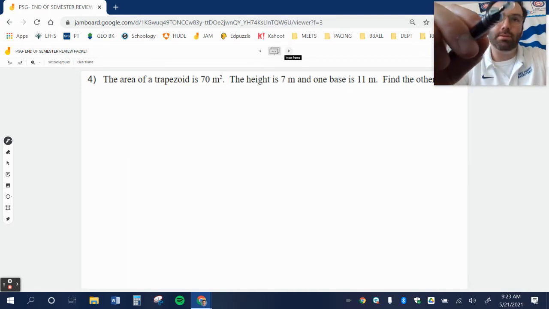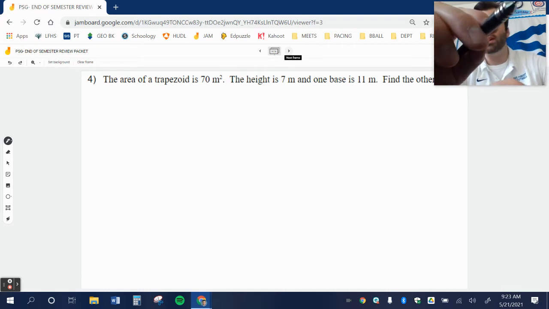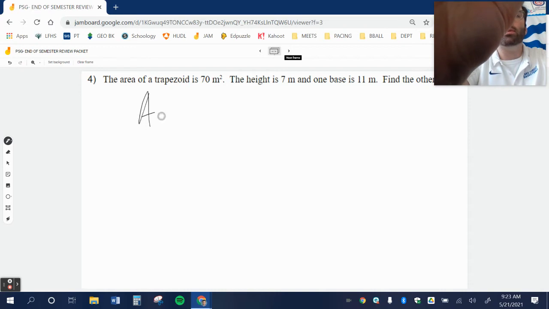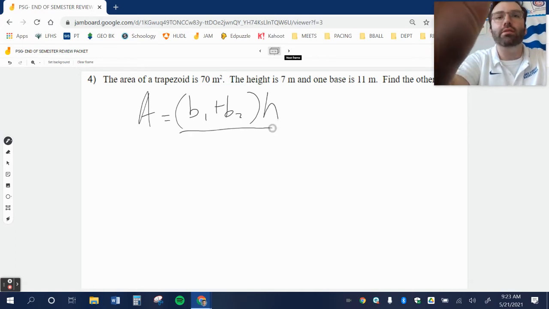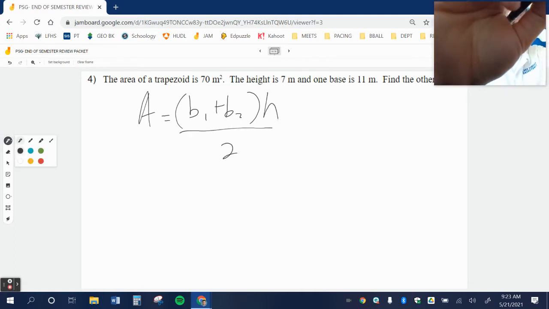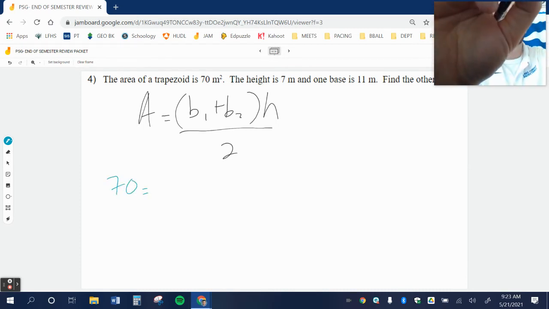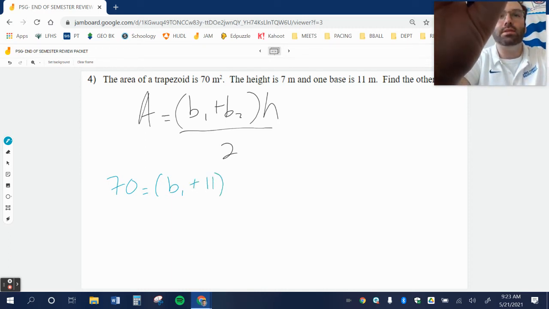The area of the trapezoid is 70 meters squared. The height is 7 meters. One base is 11 meters. Find the other base. Remember, the area of a trapezoid is base 1 plus base 2 times your height, all divided by 2. So let's plug in what we know. 70 is our area, equals base 1 plus 11 times a height of 7, all over 2.